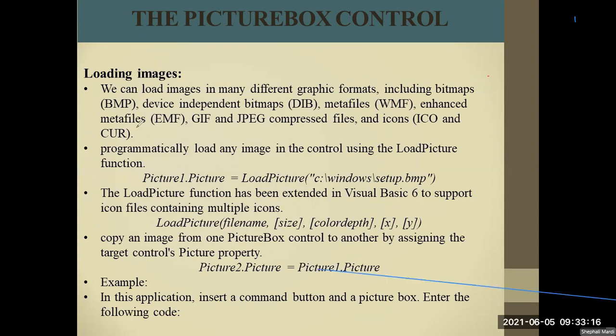One of the applications is load images. How can you load an image in a picture control box? We can load an image in many different graphic formats. We can load any of the formats, including bitmap format, device independent bitmap format, or metafile format, or GIF or JPG compressed file format, you can load images in those as well. Now, how to write a program for loading a picture in my picture control?